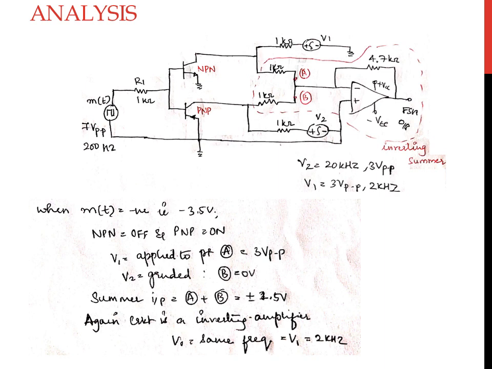So at the two terminals, point A and point B, at point A you have voltage V1 available, whereas at point B you have 0 volt. So the input to the inverting amplifier circuit is voltage V1. Again, in this particular circuit, the output voltage will have the same frequency as that of V1, that is equal to 2 kilohertz.